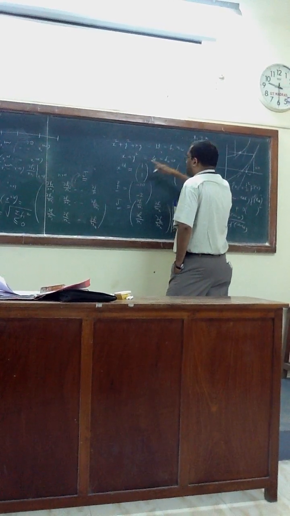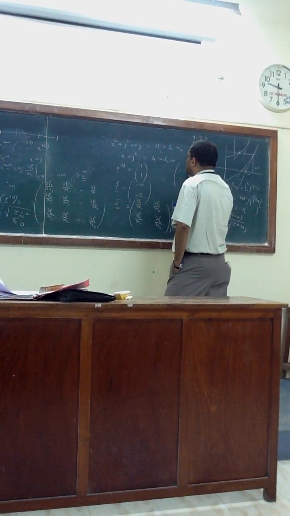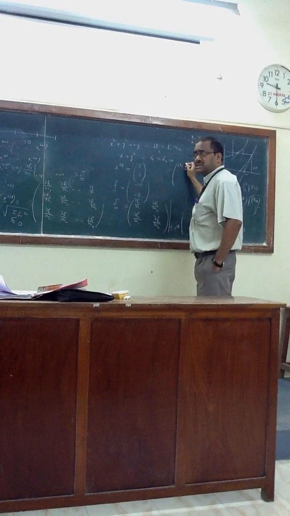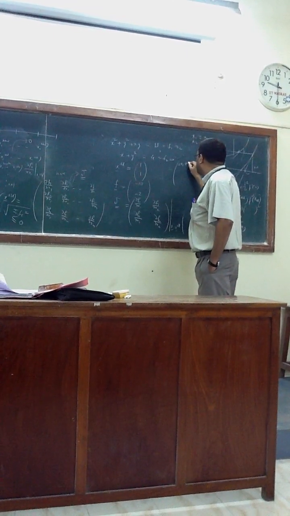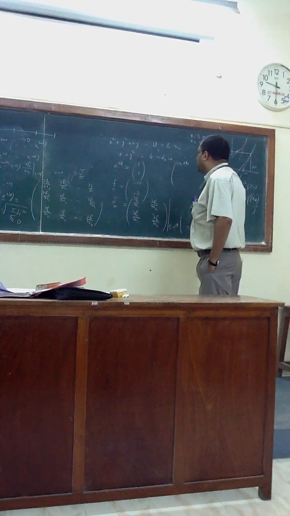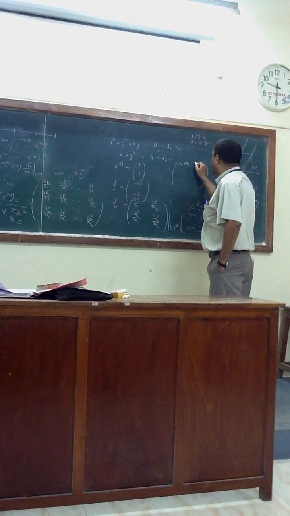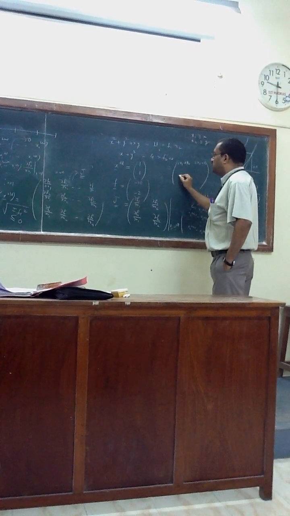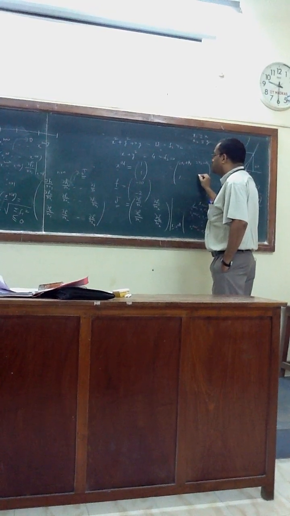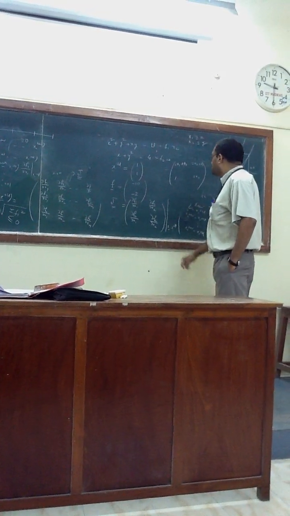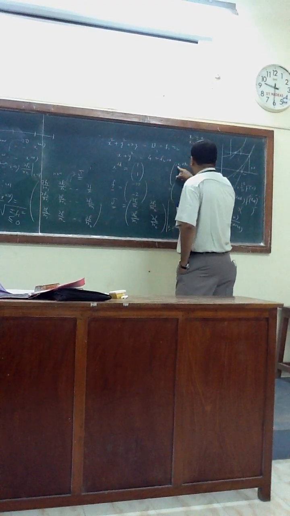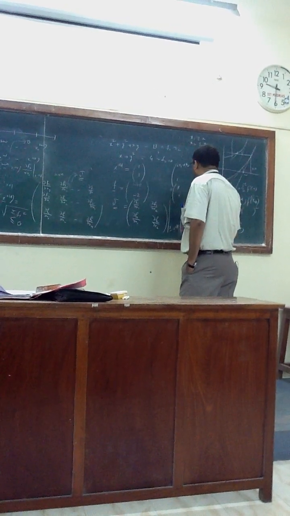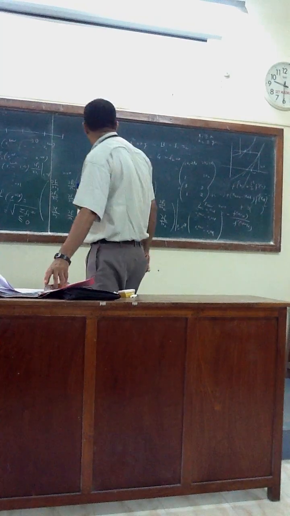Okay, so dou f1 by dou x1 will be what? 2x1 plus x2. Dou f1 by dou x2 is 2x2 plus x1. Then dou f2 by dou x1 and dou f2 by dou x2. Excellent. So now if you look at it, it has one value at the initial guess: 3, 3, 1, 2.